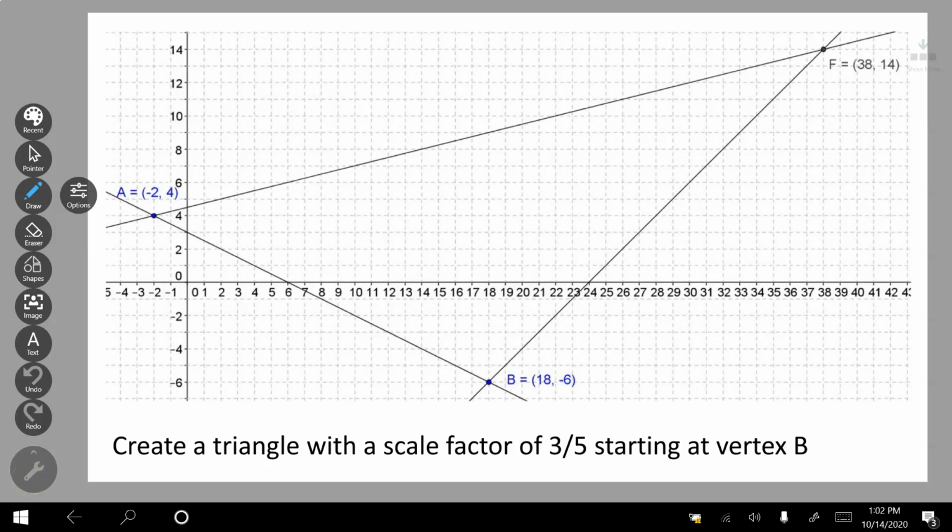So I'm going to do the same thing for this problem that I did for the previous problem, except my scale factor is a different fraction. Now it's scale factor of 3/5, and I'm fixing vertex B. This is a fixed point. It will not move.